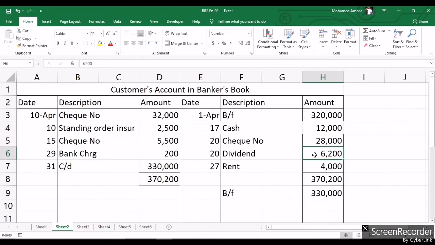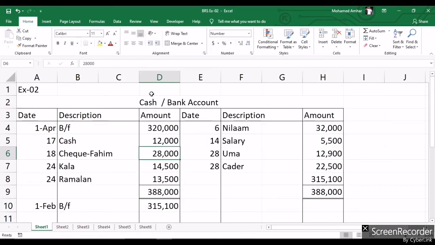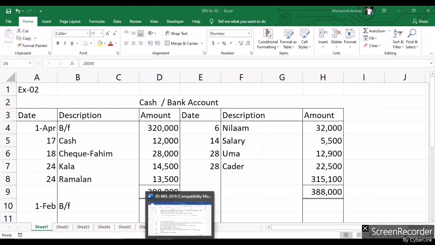6,200 would have been credited, but it won't be in the cash book because the organization does not know about the dividend received. The organization will come to know it after receiving the bank statement. So until then, the organization wouldn't have recorded that in the cash book. Right.